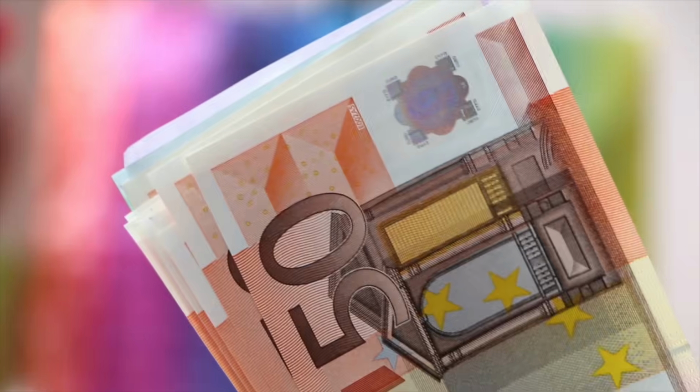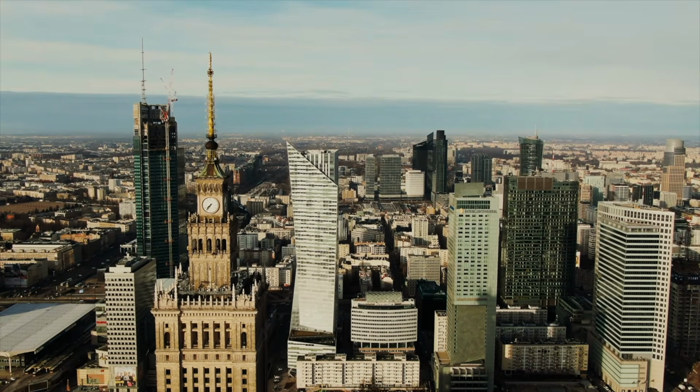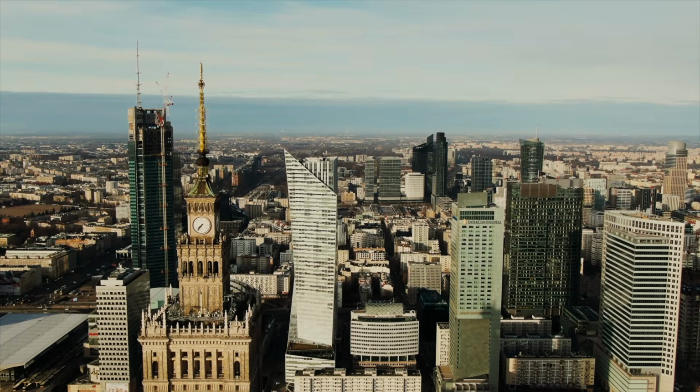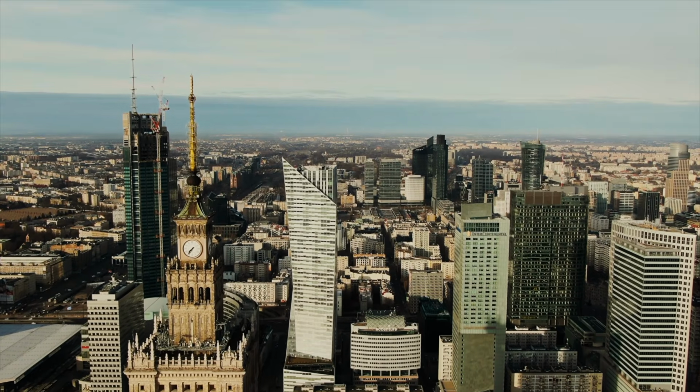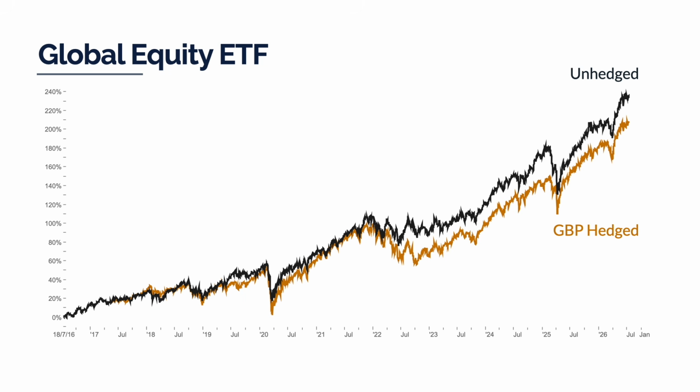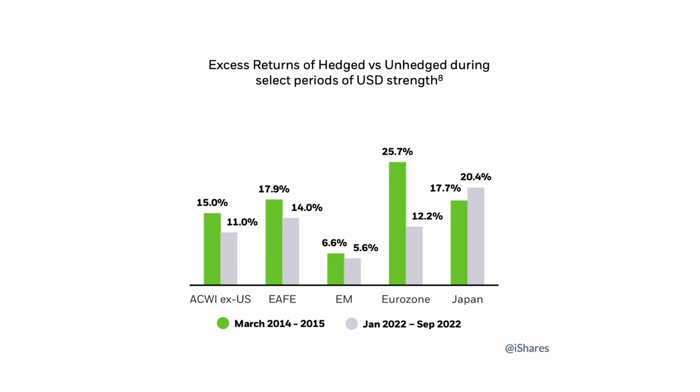But once again, there is a choice you can make. You can own an unhedged ETF and accept that currency movements will affect your returns, or you can choose a hedged ETF, which aims to reduce the impact of changes in exchange rates. Over the last 10 years, the unhedged and hedged funds have produced different returns even though they own the same underlying companies. And this chart shows how much of a difference this can make when currencies move.